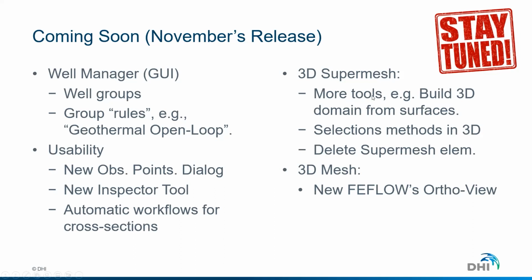In terms of 3D meshes and 3D supermeshes, we keep adding more tools. We have many more tools already developed to create geometries directly in FEFLOW. You pass a surface, and now we can extrude the surface to create a 3D domain. It's the second, advanced version of the bounding box method that I showed you today. There are also selection methods in 3D supermesh, and methods to delete.